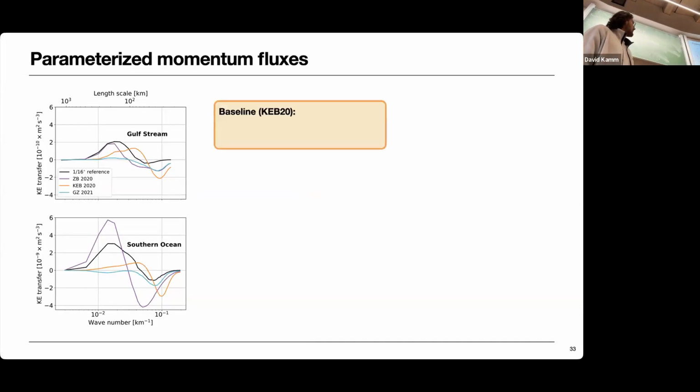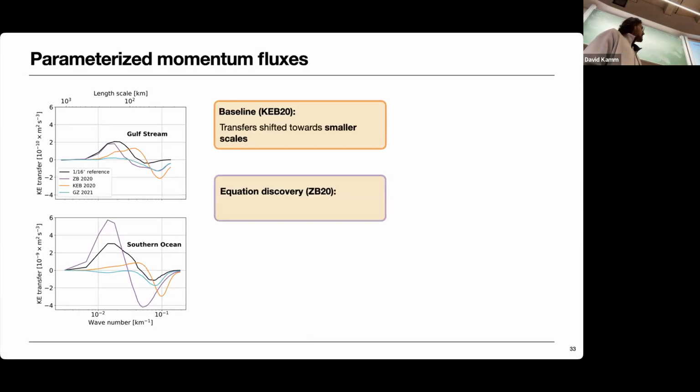What you can see is that regarding the baseline in orange, in both the Southern Ocean and the Gulf Stream at least, the transfers are shifted slightly towards smaller scales. For the equation discovery approach, the opposite is the case. They are shifted towards larger scales. But these could potentially be okay. I mean, they might not perform as well in some regions as in other regions.